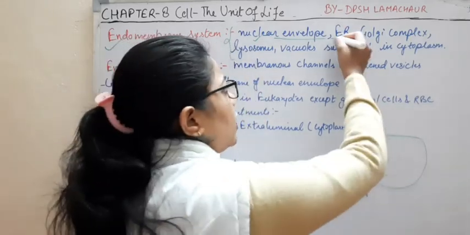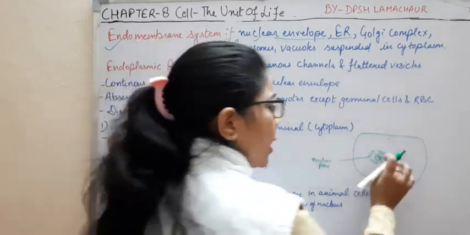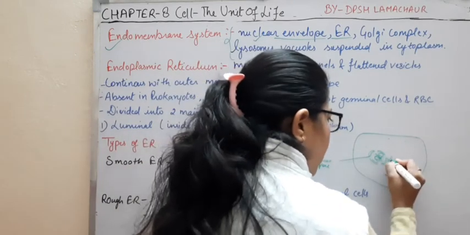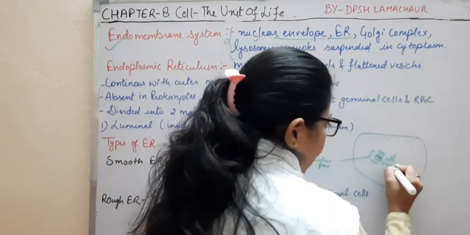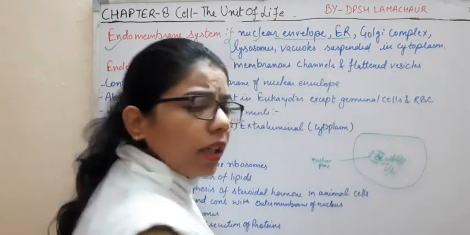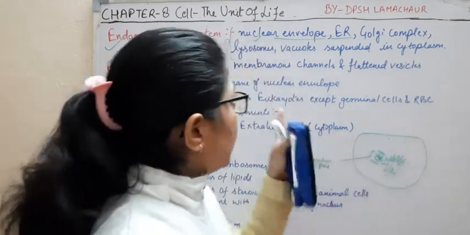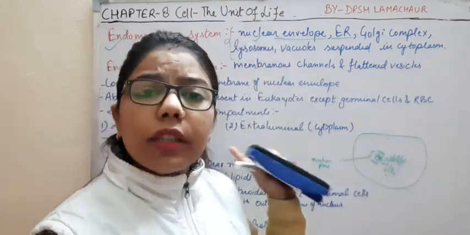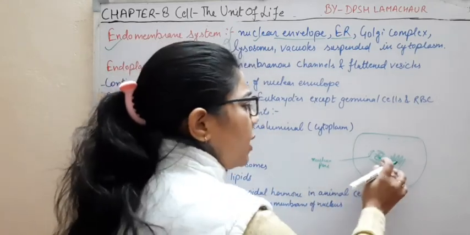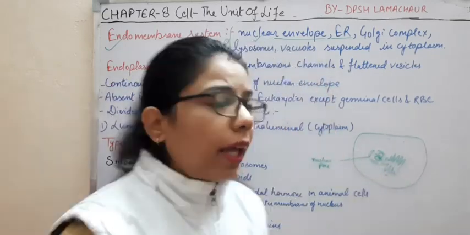Another one is the endoplasmic reticulum. Now what is this endoplasmic reticulum? If you see here in this cell, the extension of this nuclear membrane, you can see that these types of structures are present, which are connected to the nuclear envelope. That's why we are including the nuclear envelope in this endomembrane system. So these endoplasmic reticulum are connected with the nuclear envelope.